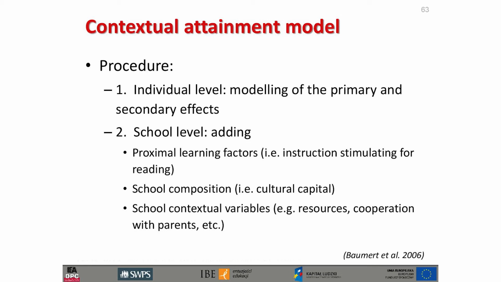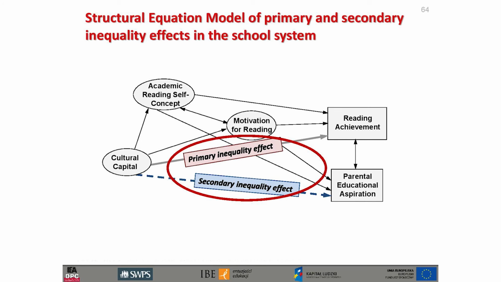School composition has been added into the model, and in this case I just used one indicator, the cultural capital, because I know from previous analysis that this is probably the most important or most consistent indicator of family background. And then last but not least, school contextual variables like resources, cooperation with parents, etc. So this is the basic model for level one, and as you see, I put here circles which indicate latent constructs: everything in boxes is manifest, and everything in circles is latent.